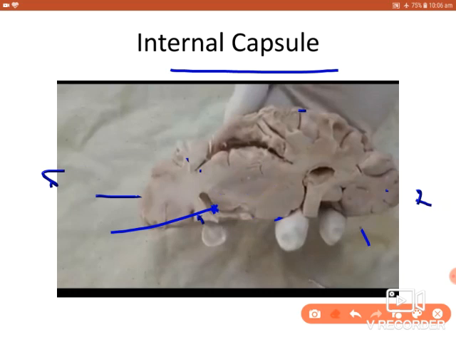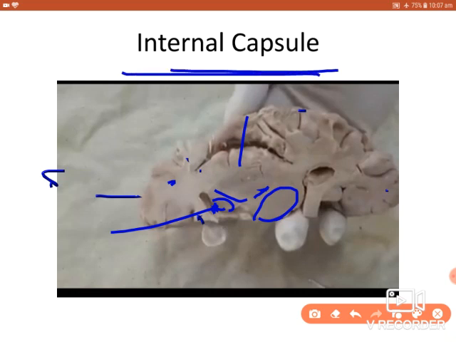So this white matter here consists of large projection fibers from the cerebral cortex going to the lower areas, and also consists of afferent and efferent fibers. This is the internal capsule. Here the concavity of the V is directed laterally. Medially, this is the caudate nucleus and this one is the thalamus.